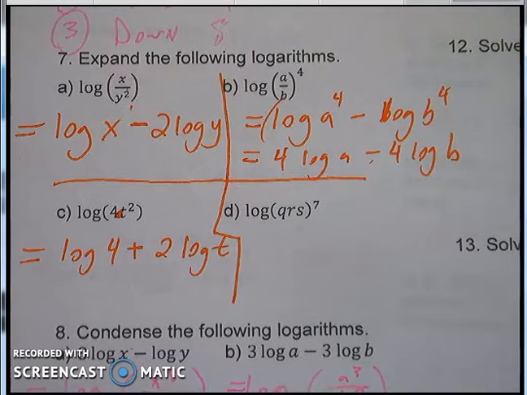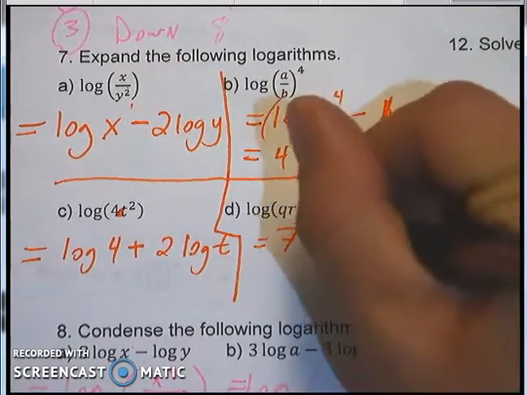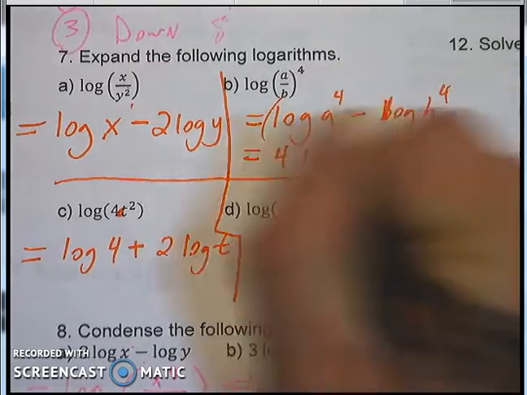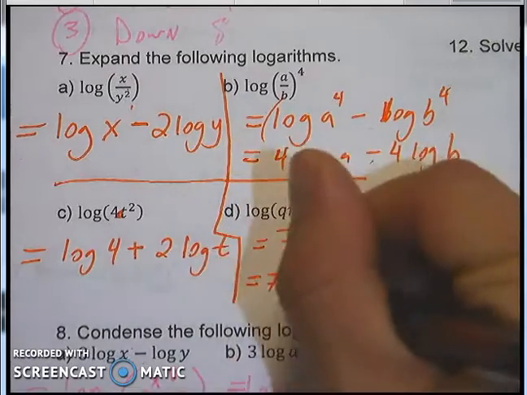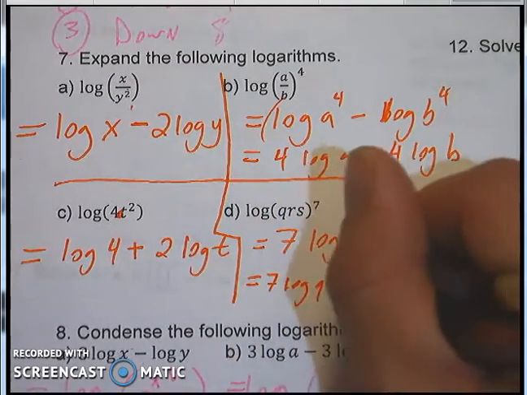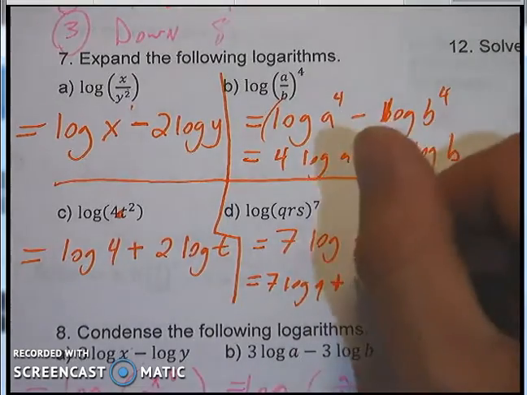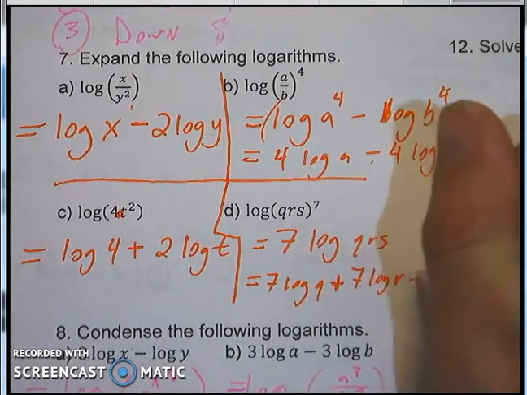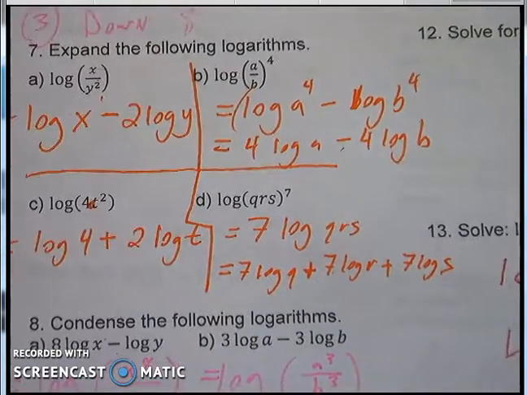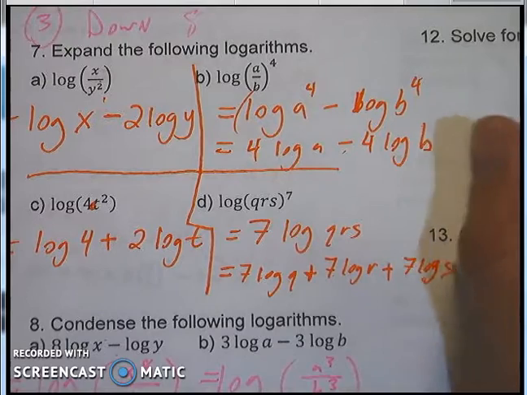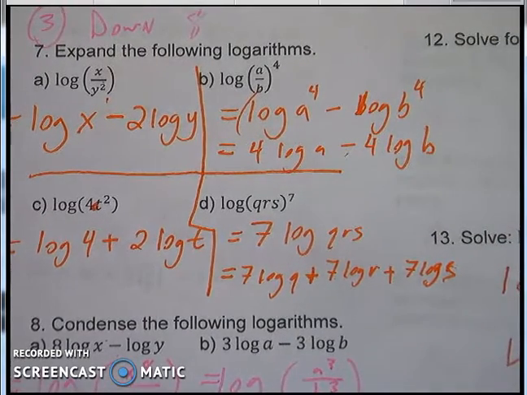On this one, I'm going to go ahead and move that exponent out front to start with. Make it 7 log QRS. And then expand it and distribute the 7. Let's make it 7 log Q plus, since it's multiplication, 7 log R plus 7 log S, which would be the answer to 7b. So the big takeaway from that is when you're expanding, division becomes subtraction, multiplication becomes addition.